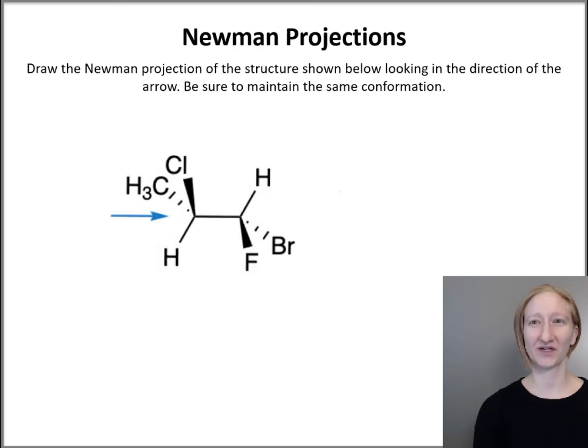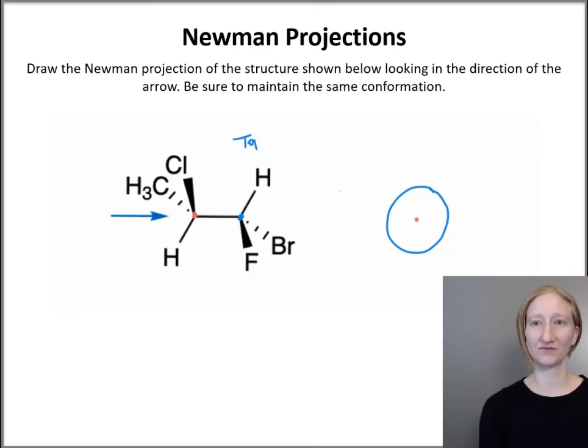Okay, so now we're equipped to answer this question, to draw a Newman projection of this molecule looking down this carbon-carbon bond from left to right, as is shown with the blue arrow. And when you draw this, we need to be sure to maintain the same conformation as is shown in the structure. We'll start with the back carbon and indicate it with a circle. And then we'll denote the front carbon as a dot.